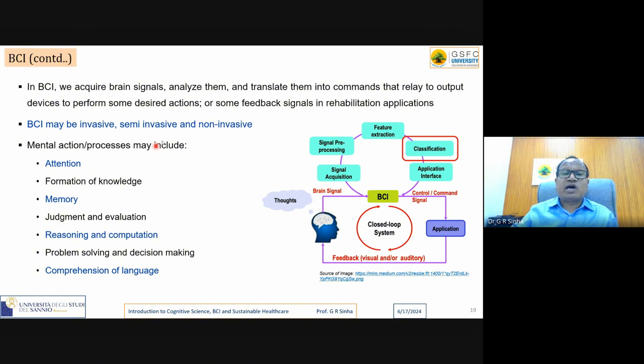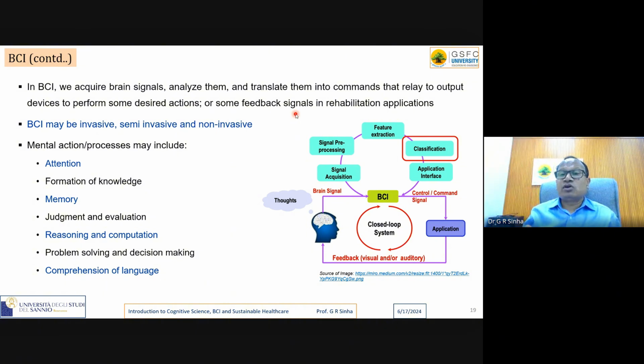So in BCI, we acquire brain signal, we analyze the signal and translate those signals into commands. Where do we translate here? We are generating some control command or signal. We translate them into commands or signals that relay to the output devices to perform certain desired action, desired task, or some feedback signal in rehabilitation application. If you are generating some command, where will the command be used? To operate the robot, the robotic arm, the prosthetic arm, and so on. To operate certain switches, devices inside your home.